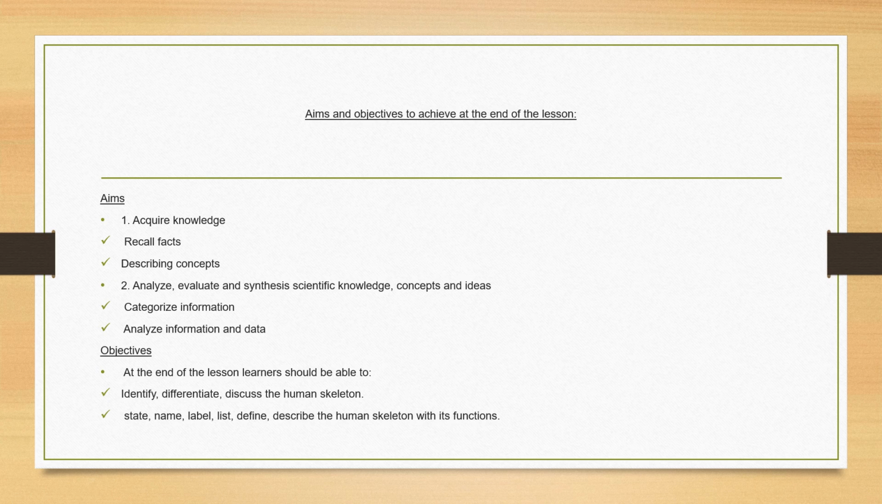Therefore, in this particular lesson, the specific aims I will be achieving are: 1. Acquire knowledge in forms of describing concepts, as learners will learn and describe the human skeleton and understand each concept with its characteristics, and to know the facts about the roles and parts of the human skeleton. Secondly, analyze, evaluate, and synthesize scientific knowledge, concepts, and ideas, where learners will be able to categorize information and analyze information and data by labeling the human skeleton with its functions.